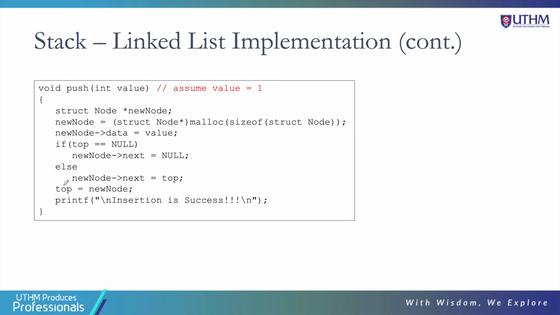Okay, this is the push operation, where we receive an integer value here. We create a new node. This one is compulsory: new data equal to value. So let's say the value is 1 here.